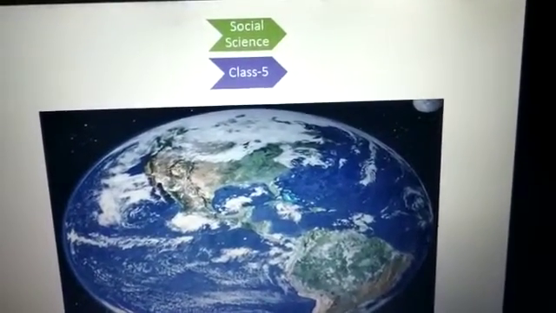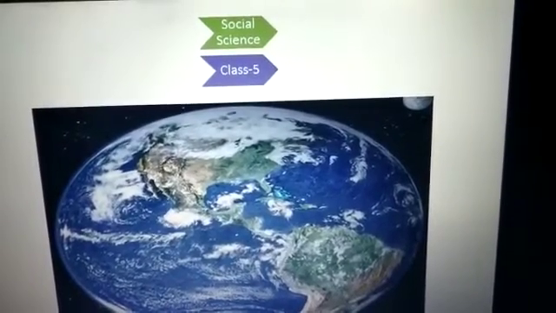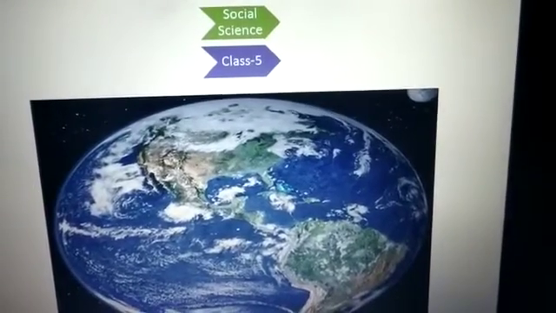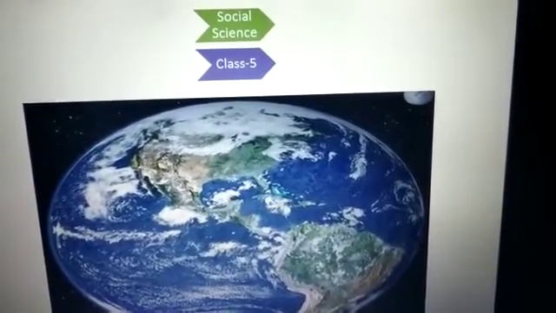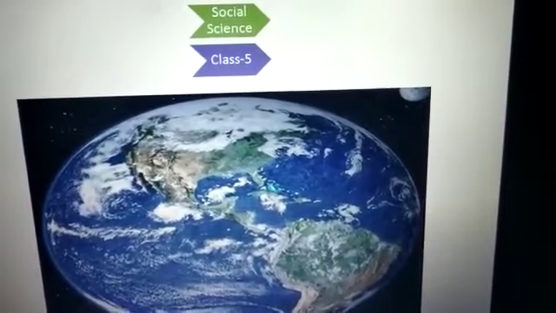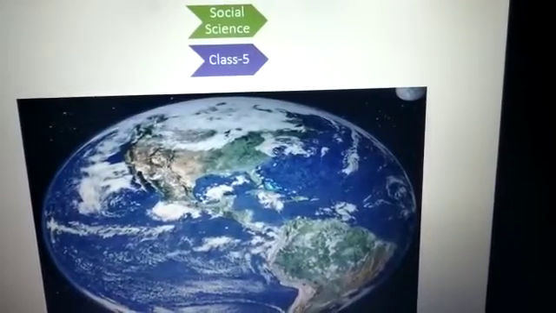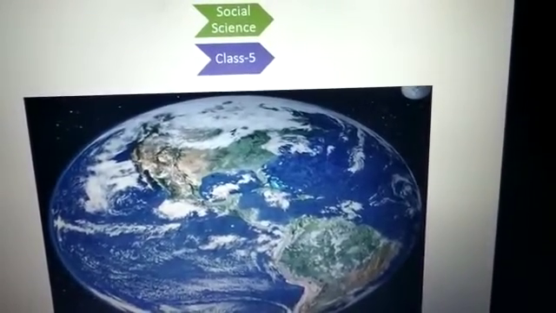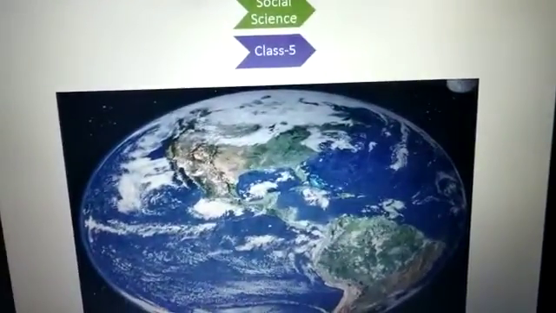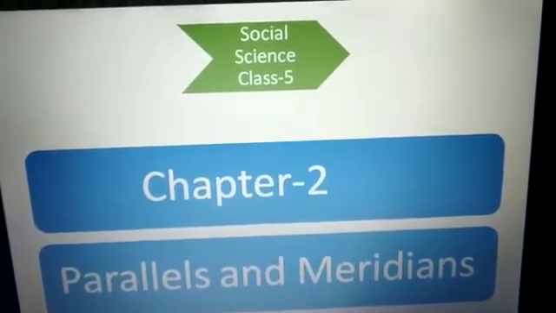As we have done our first chapter, Know Your Planet, in which we studied planet Earth, and we all know Earth is spherical in shape. Now in the next chapter, we will study how to find the location of a place on a globe. For that, we need certain imaginary lines. We call them parallels and meridians. So today, we will start our next chapter, chapter number 2, Parallels and Meridians.